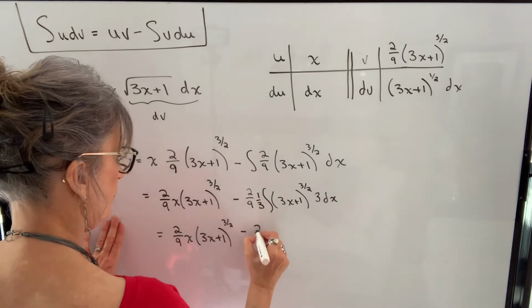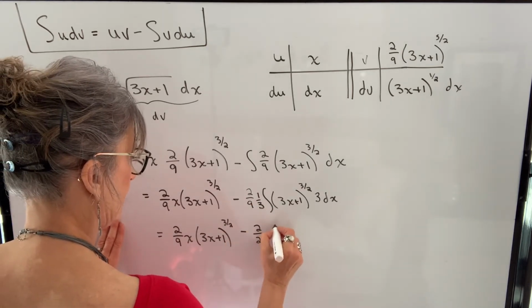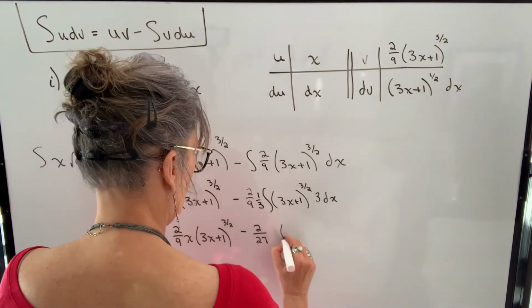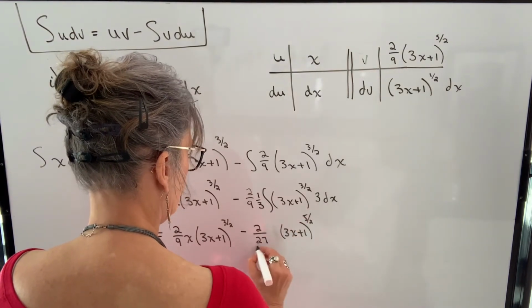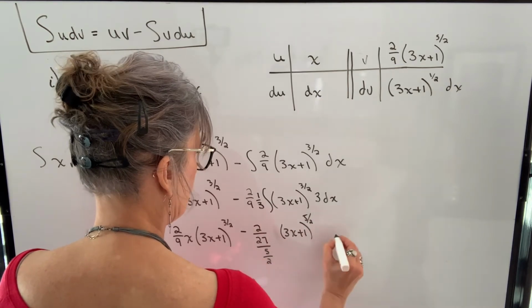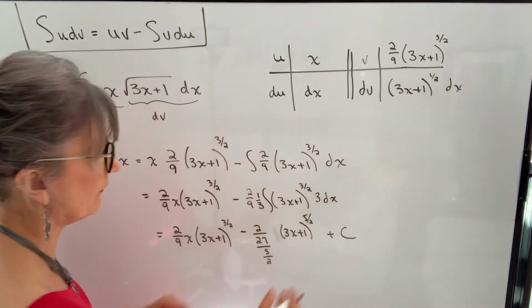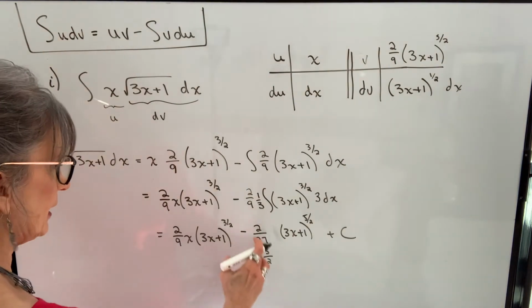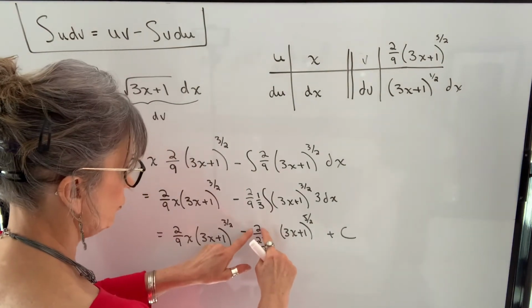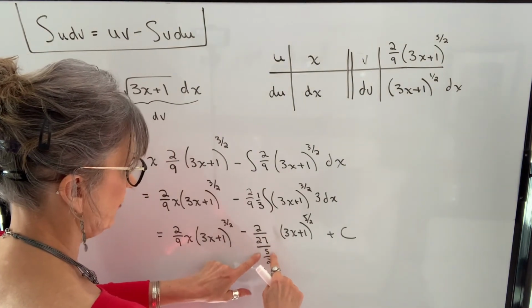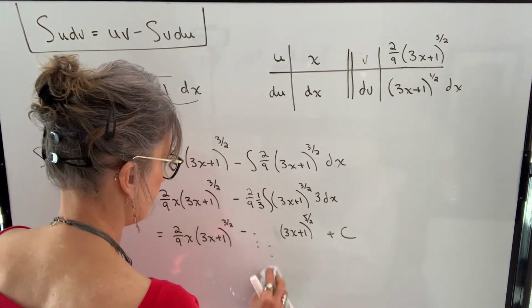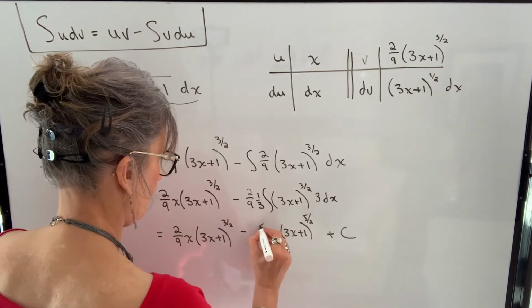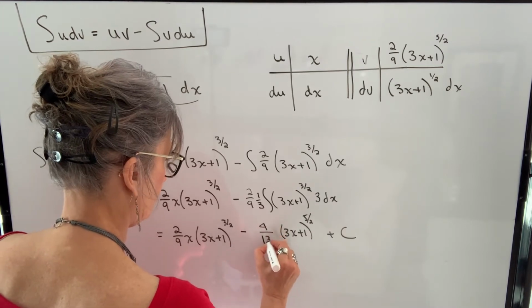So that will be 2 over 27. And the integral of this will be 3x plus 1 to the power of 5/2. And then I divide by 5/2. Now I can put my plus c because I don't have any integrals anymore. And then I'm going to clean this up. We can take 2 over 27, divide by 5/2, which means we multiply by 2/5, and replace this with 4 over 135.